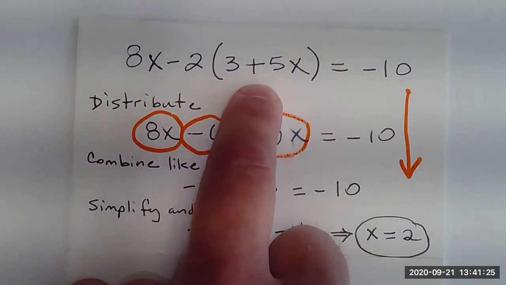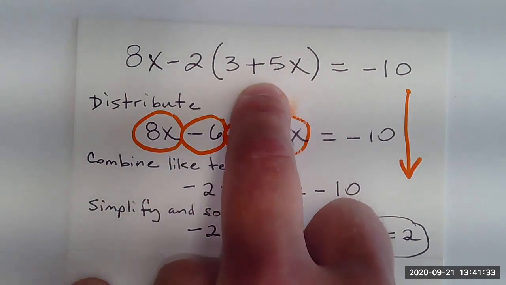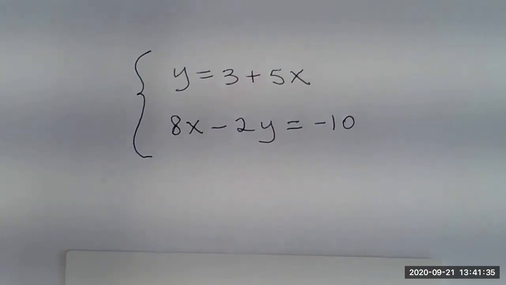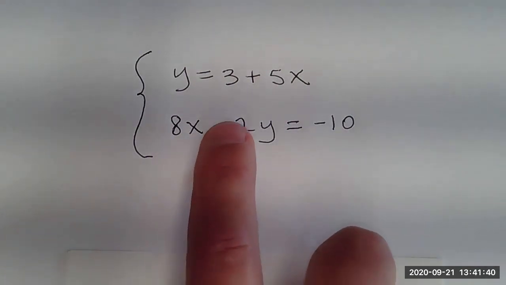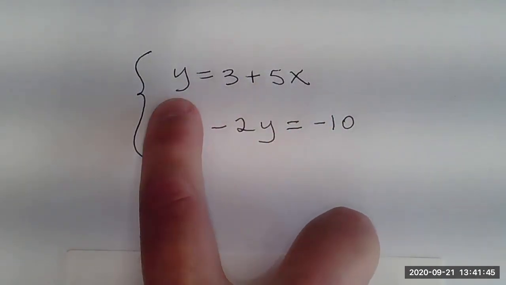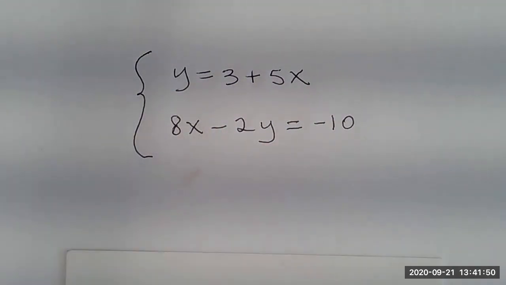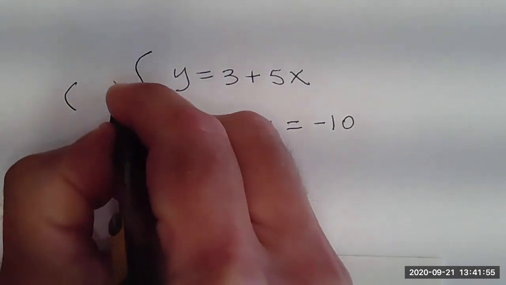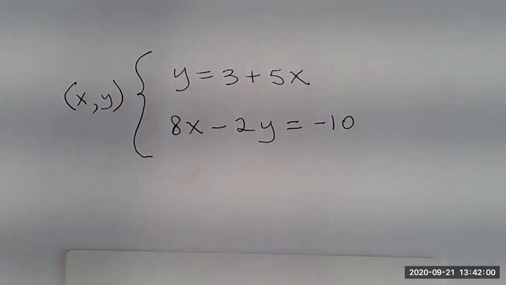Take a look at this. This expression, 3 plus 5x, is in place for whatever's in here. Here's a system of equations. I can substitute 3 plus 5x in for y because it's equivalent to y. These are two conditions that have to be met in order for me to find a solution, if there is a solution, for both equations.